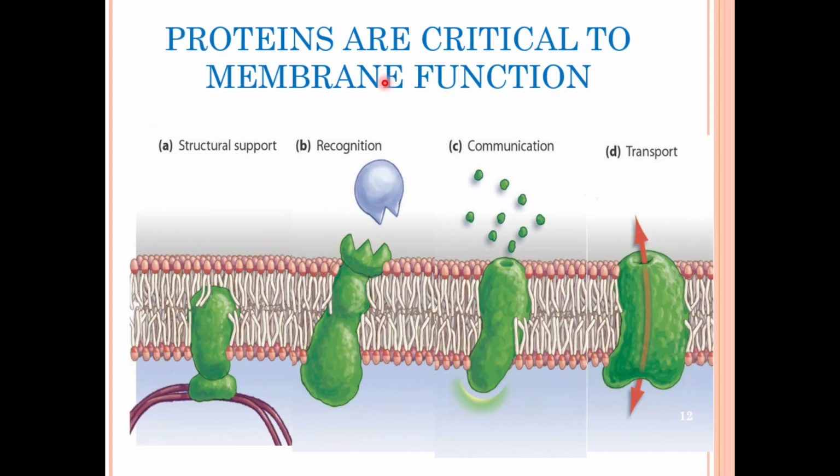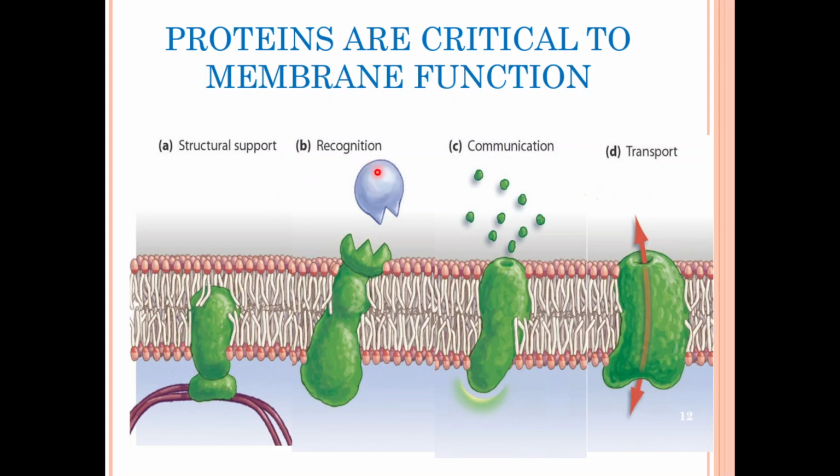Now proteins are critical to membrane functions. What are the functions of proteins which are critical for membrane function? See here, the green colored structures, 4 different structures of proteins are shown here. The first one is the structural protein, and it is bound to one side of the plasma membrane. It is the structural protein.